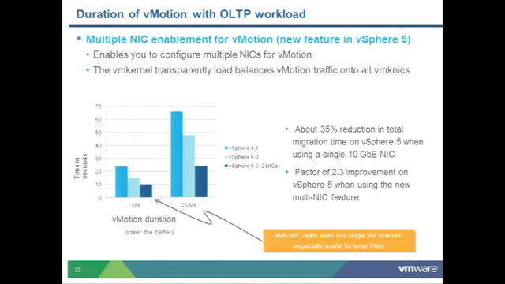I guess the key takeaway here is even if you have a single VM that is subjected to vMotion, the VMkernel is still going to transparently load balance the vMotion traffic onto multiple NICs. So I guess this is going to be a very useful feature when you have monster VMs. Let's say you have a 256 GB VM or a terabyte-size VM. Having multiple NICs will definitely improve the vMotion performance.